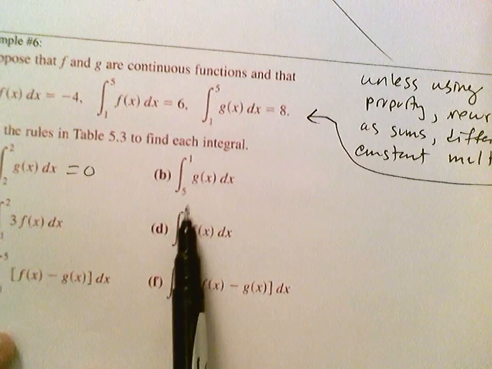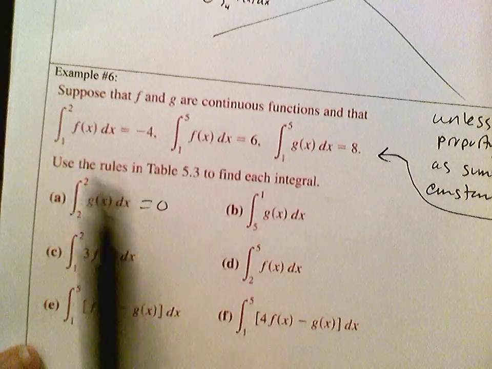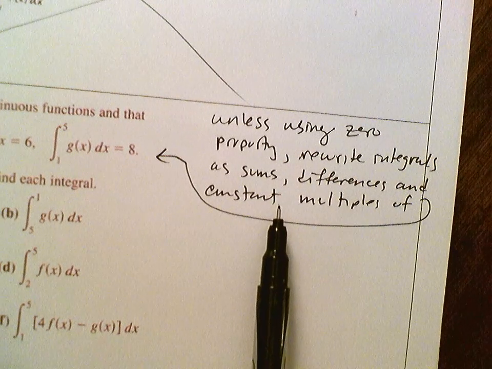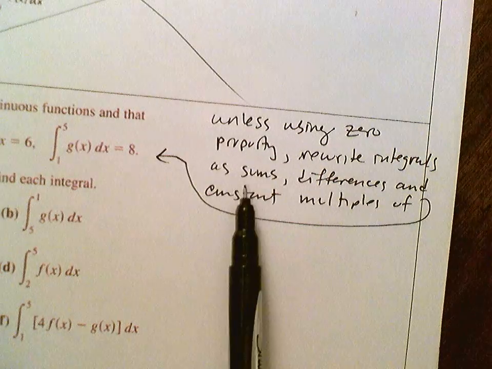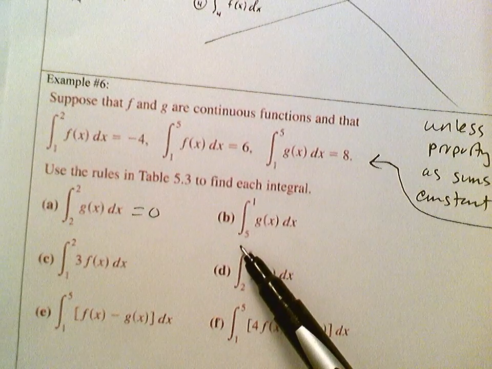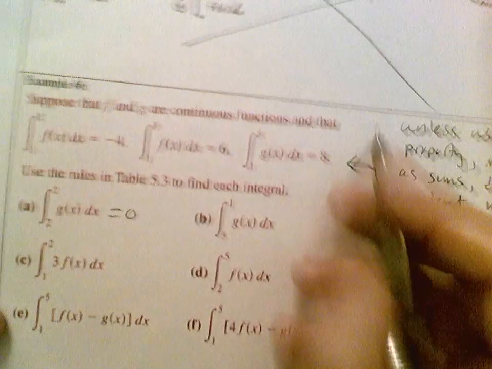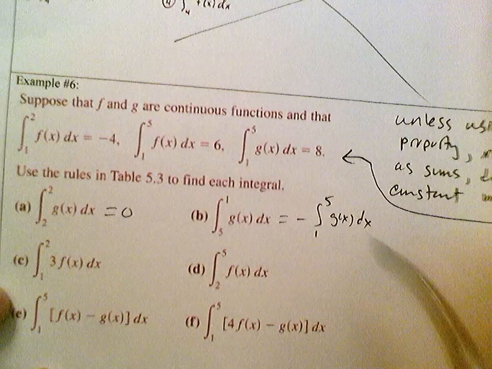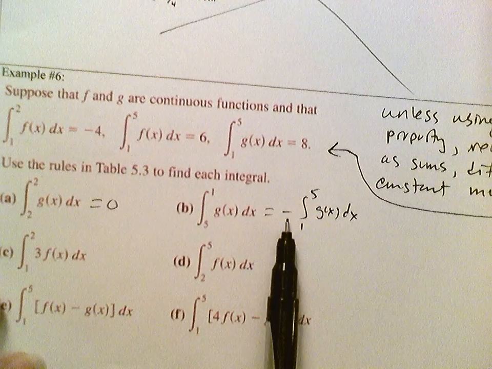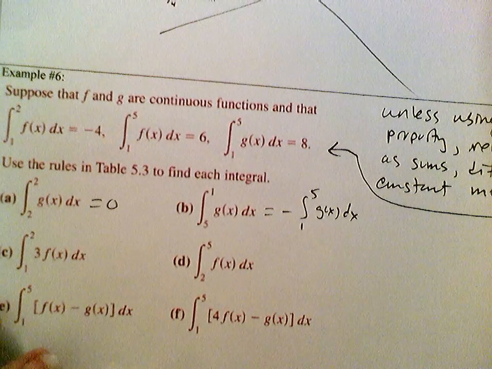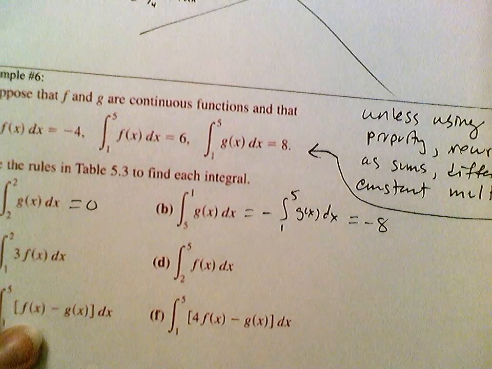Okay, part B, the integral from 5 to 1. We don't know the integral from 5 to 1. And this obviously isn't the 0 property, so what I said over here, unless using the 0 property, rewrite it as a sum, difference, or constant multiple of one of the others. Well, if I were to just switch these limits of integration, I could do that by negating this. So 1 to 5 g of x dx. And I have a multiple of negative 1 of this one here. All right, so this is actually negative 8.